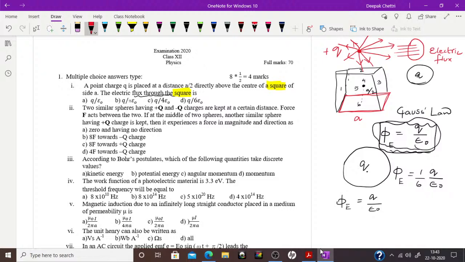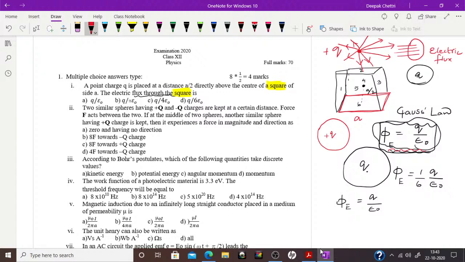So the question they're asking is, if I have a charge plus q here, what will be the electric flux that passes through this area of the square? For that we have to know Gauss's law, which says that if I have a charge plus q inside a closed surface, then the total electric flux that comes out of this surface is given by q by epsilon naught, right? So that is Gauss's law.